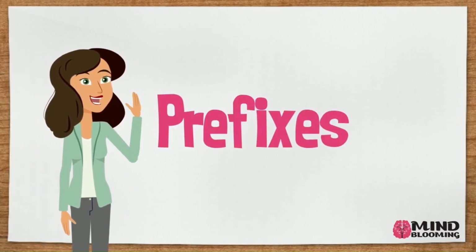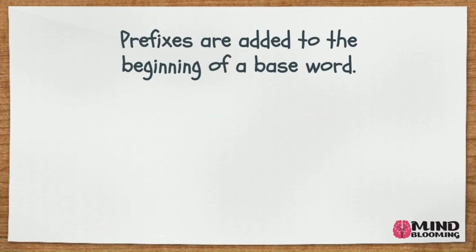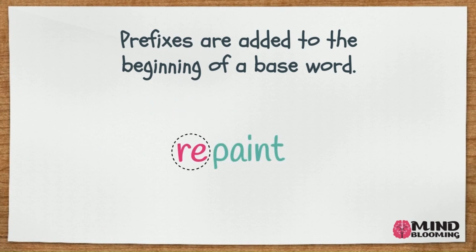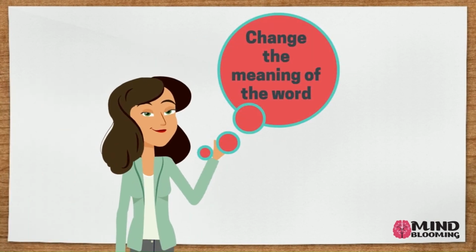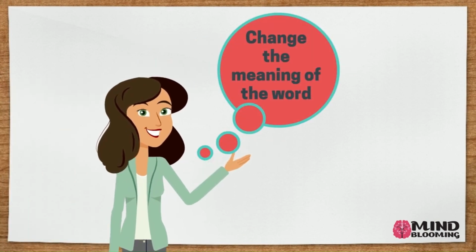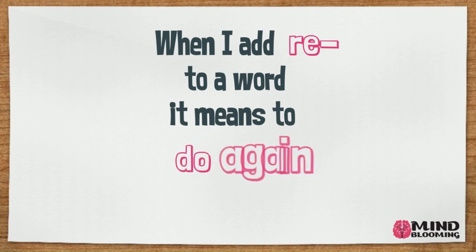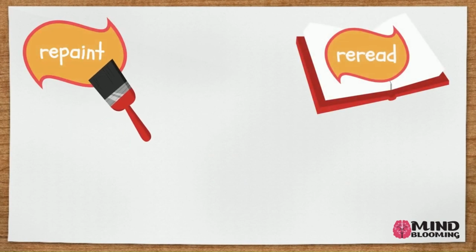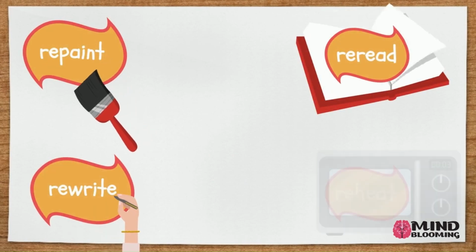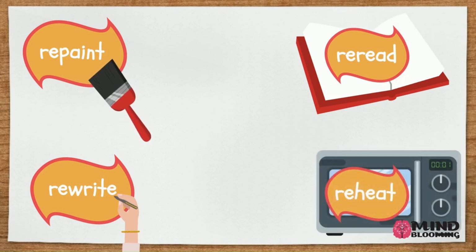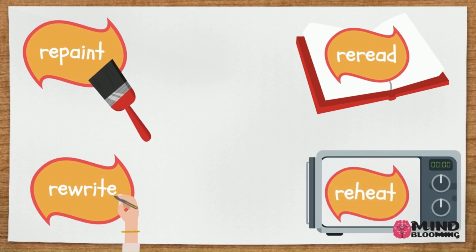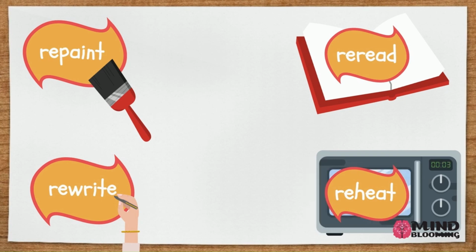Prefixes are added to the beginning of a base word. For example, the word repaint. Paint is the base word. Re at the beginning is the prefix. Prefixes change the meaning of the word that they're added to. For example, when I add re to a word, it means to do again, like repaint, reread, rewrite, reheat. All these words mean to do again. So paint again, read again, write again, or heat it again.